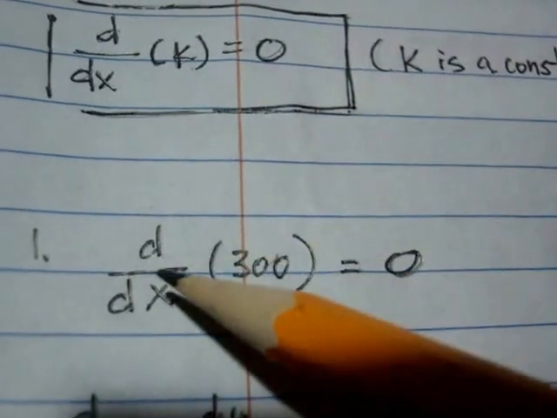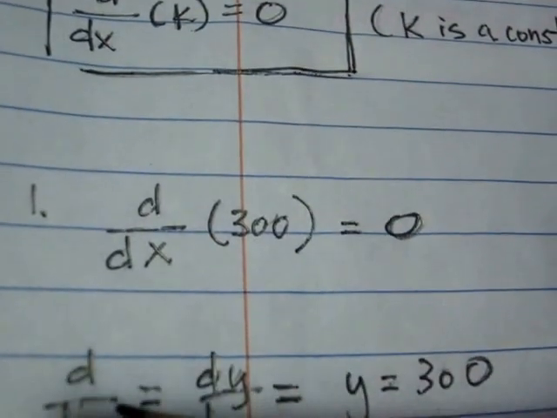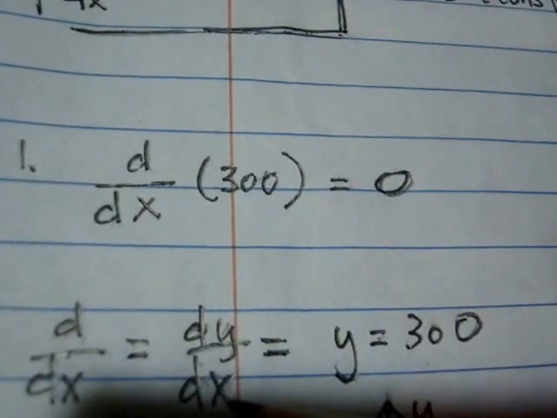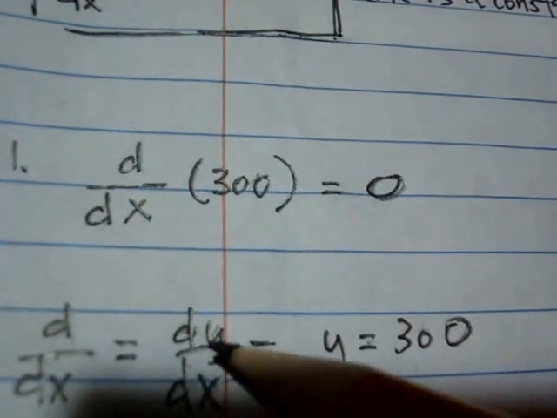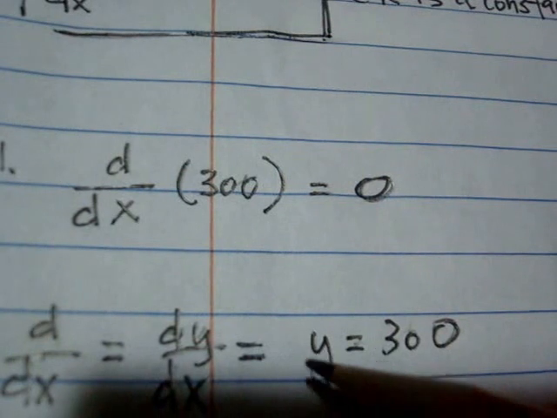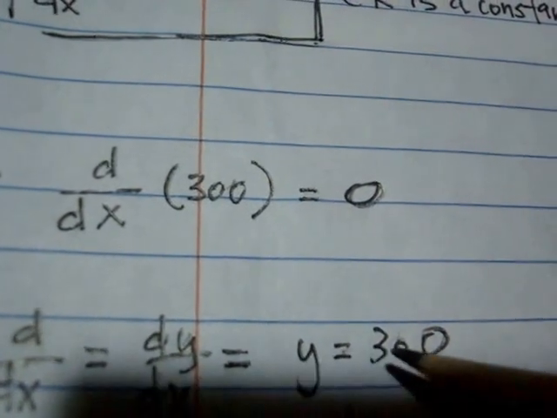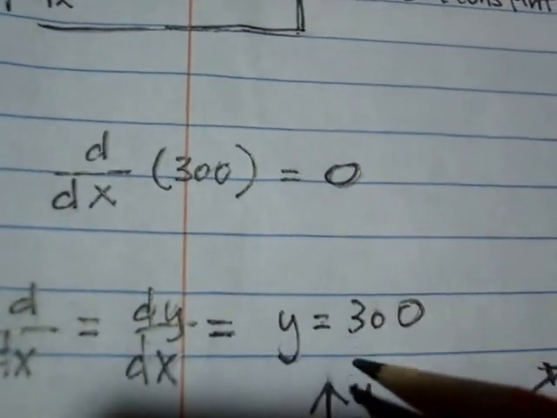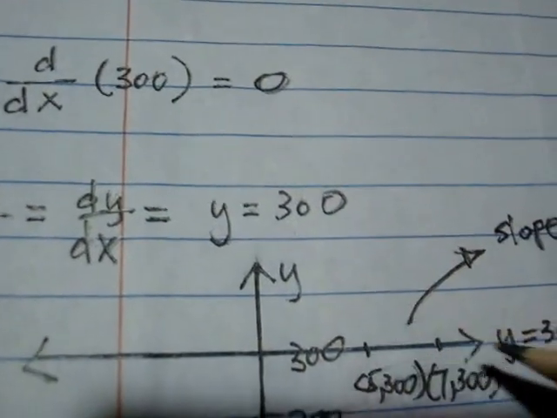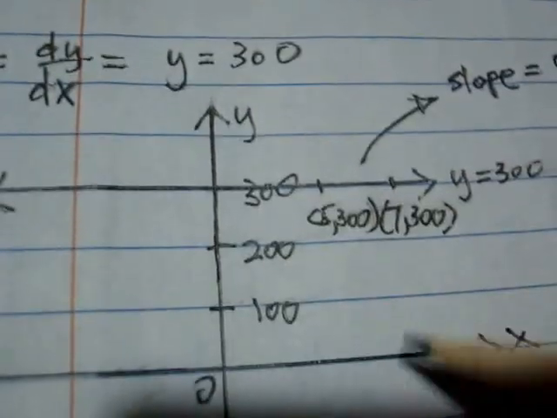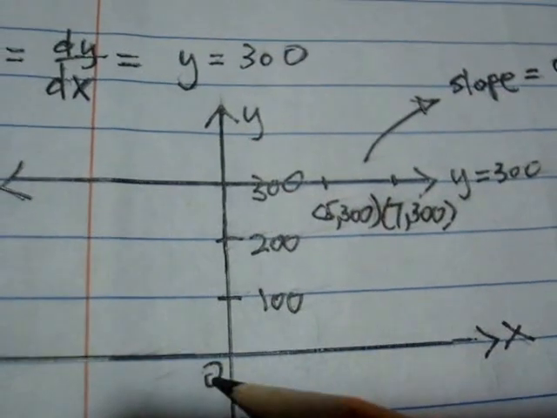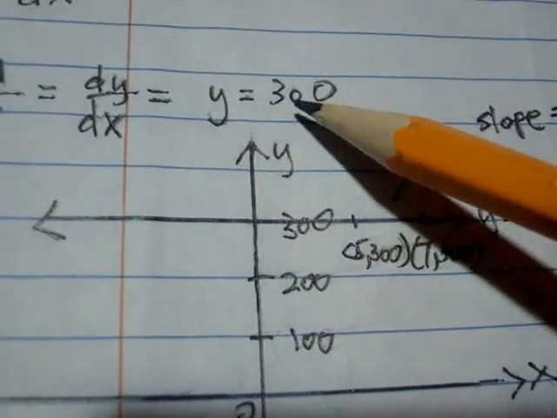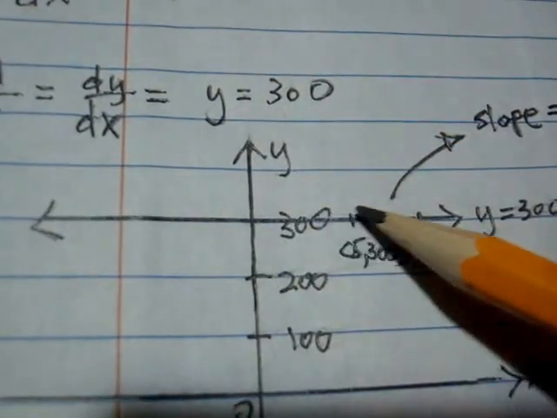For instance, d divided by dx is the same thing as saying dy divided by dx, and this is the same thing as saying y equals 300 from the given right here. So when you graph this on a coordinate system, this is the y-axis, this is the x-axis, and this is 0. You go up to 300 because y equals 300, and you graph it. The graph will look like this.